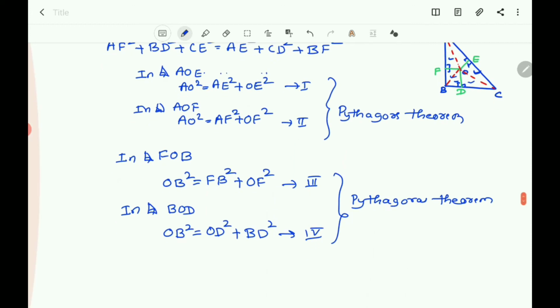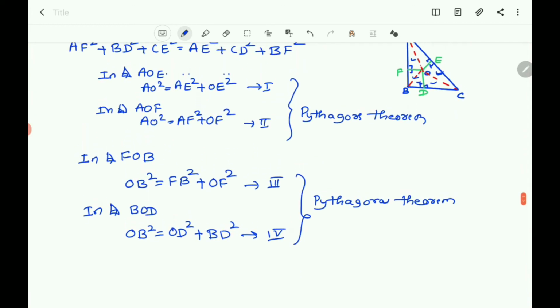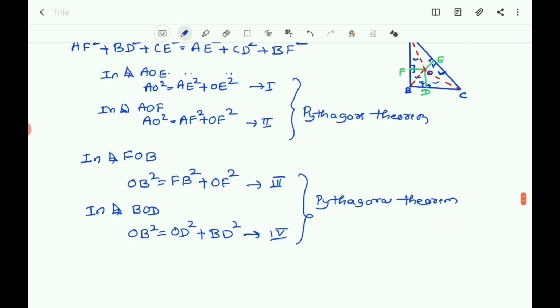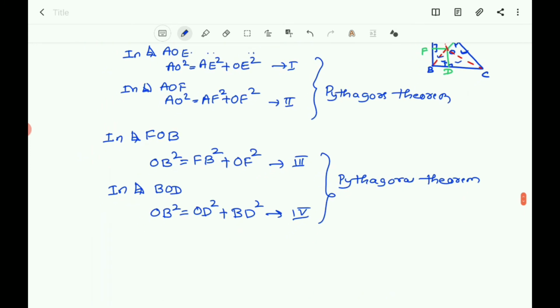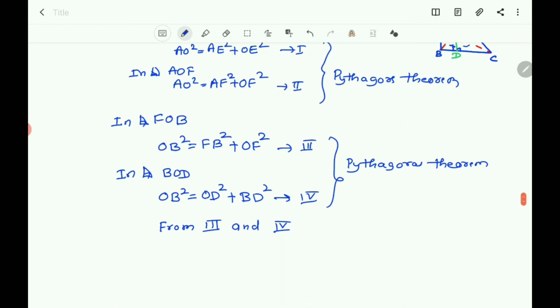Pythagoras theorem. Next you take the next pair here, triangle ODC and triangle OEC. But before that, you equate from third and fourth. From third and fourth, as LHS are same, RHS must be equal. So you write, from first and second you can write FB square plus OF square is equal to OD square plus BD square.